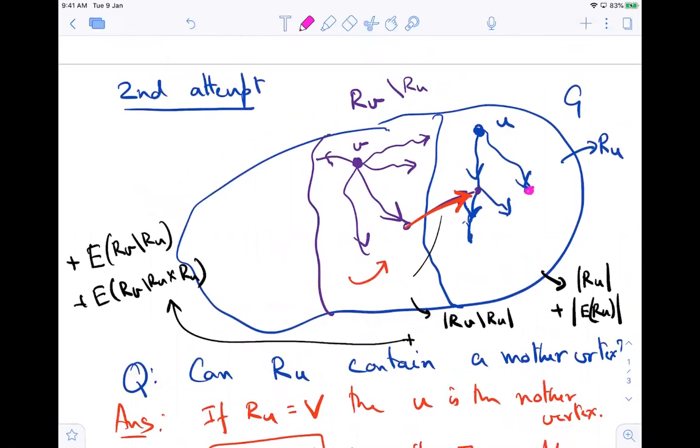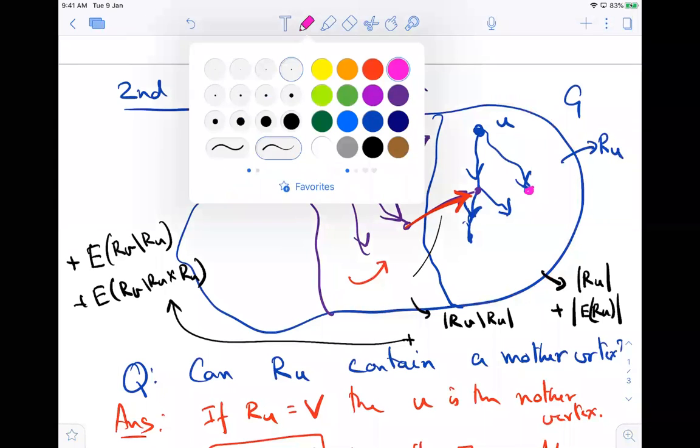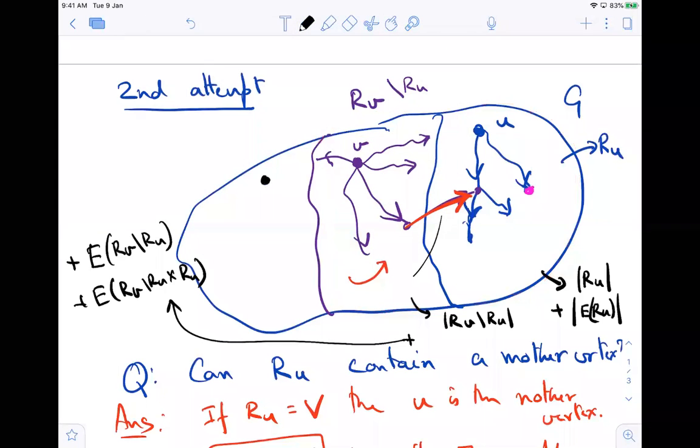See, I'm assuming that from V you have not yet reached everywhere. That means R of V, this set, is not the complete set. This set is strictly smaller than the total set of vertices V. Or in other words, there are still some vertices here that are left untouched.